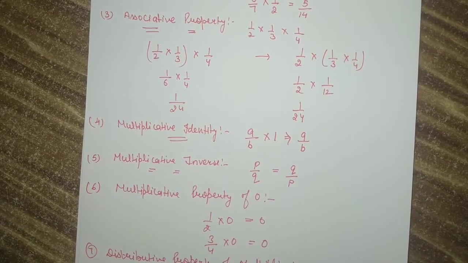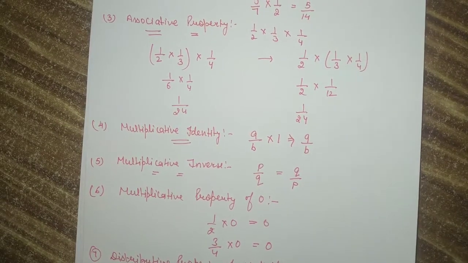Now we have discussed all the 7 properties of rational numbers in case of multiplication. Now we are going to discuss another property in case of division. In division, there are not that many properties, only a few.